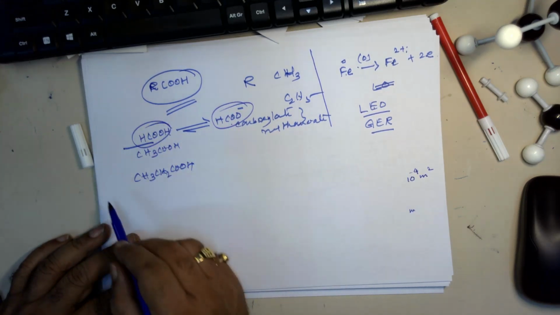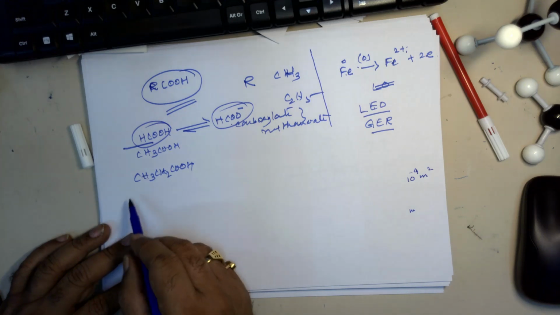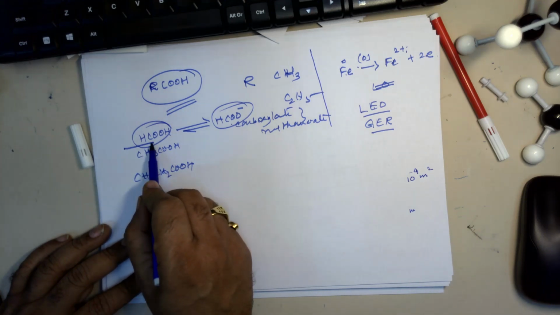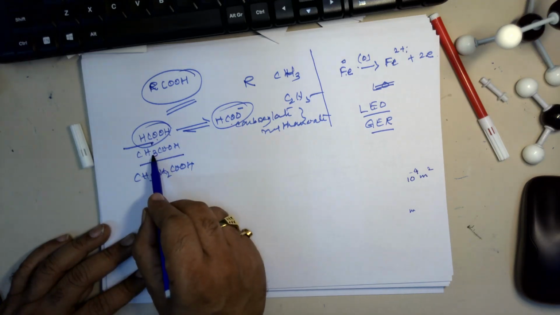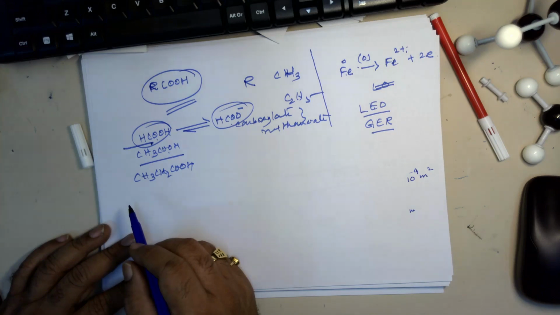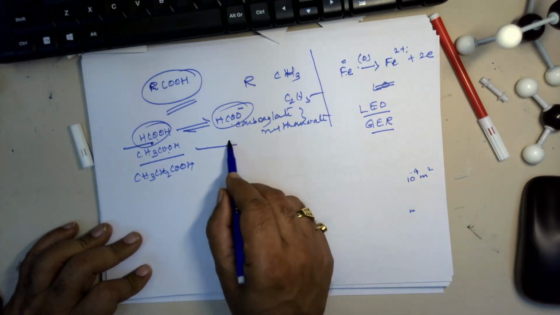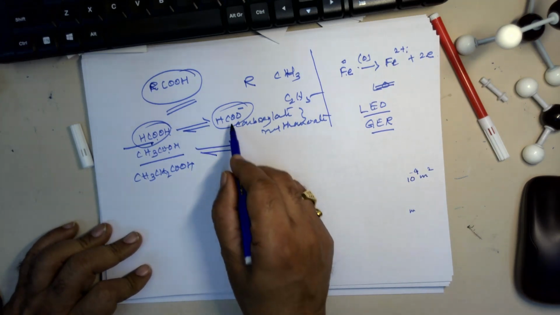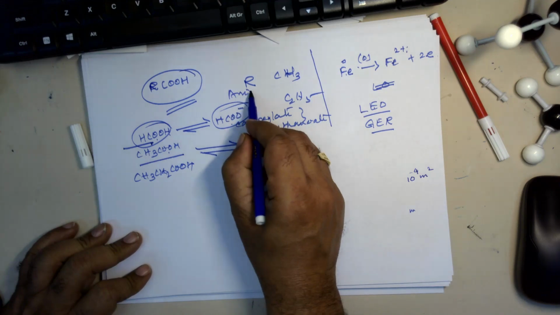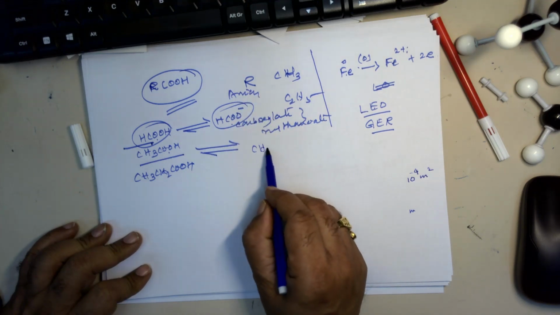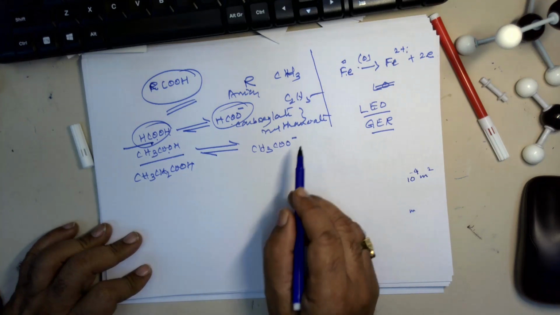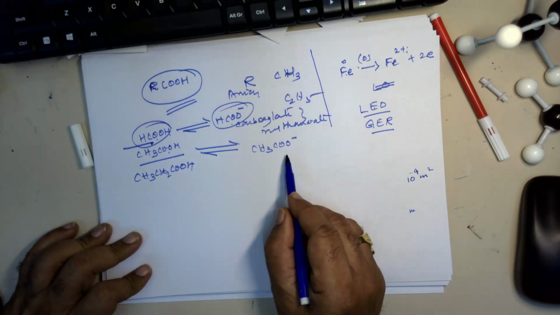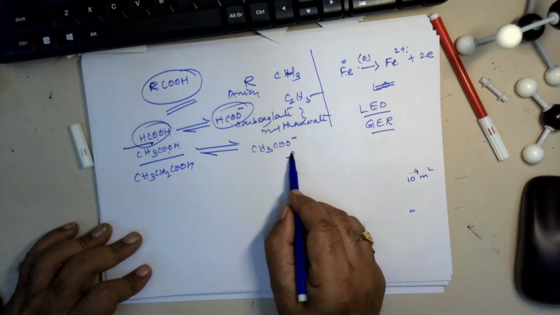What is this? Methanoic acid. What is this one? Ethanoic acid. So what is the anion formed from this? What is anion? CH3COO minus. What do you call it? Ethanoate. Okay, write down ethanoate.